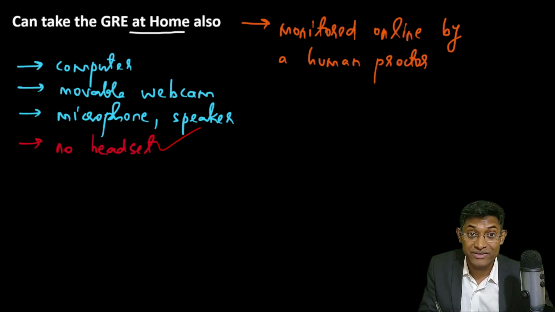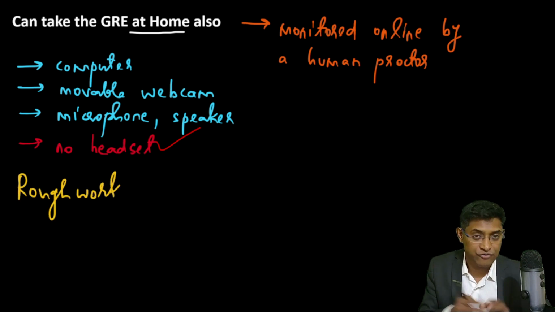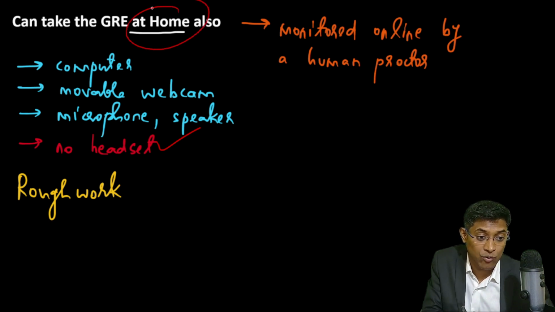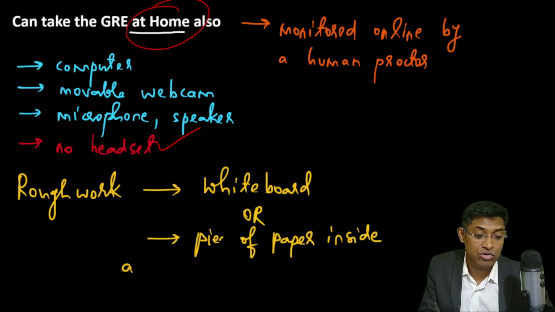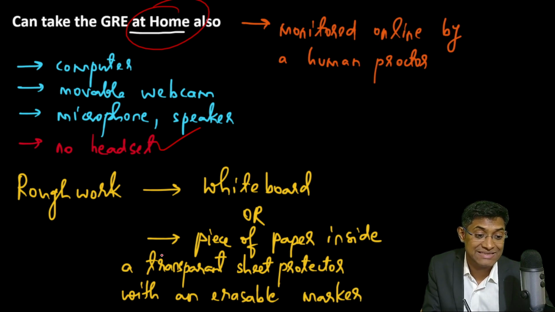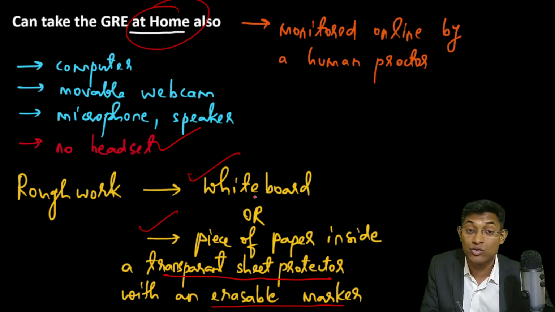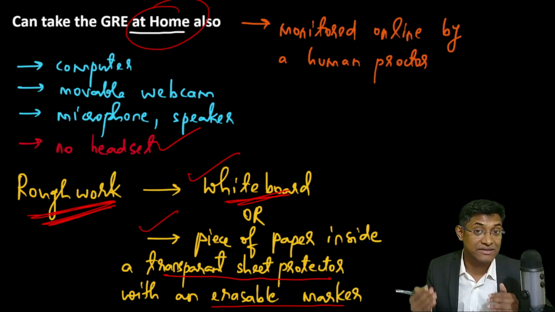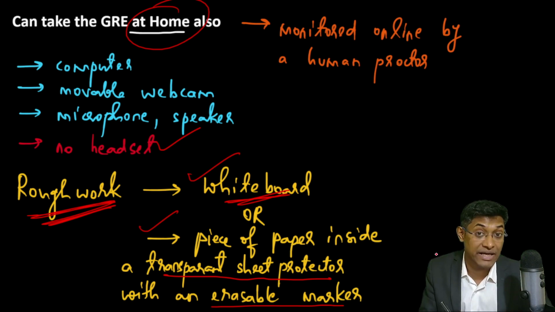Another important point is that for your rough work when taking the GRE at home, you're allowed either a whiteboard or a piece of paper inside a transparent sheet protector with an erasable marker. So if you're deciding to take the GRE at home, decide what kind of material you would want to use for your rough work, and do ensure that you practice either with a whiteboard or with a piece of paper inside a transparent sheet protector with an erasable marker. Practice using whatever material you decide on so that you're comfortable with it when you're taking the exam.